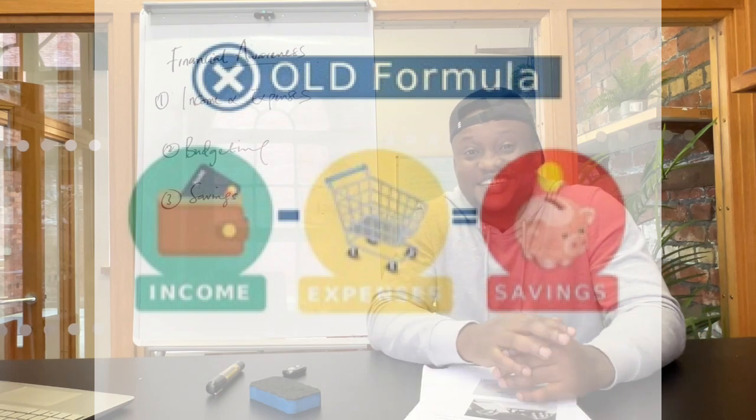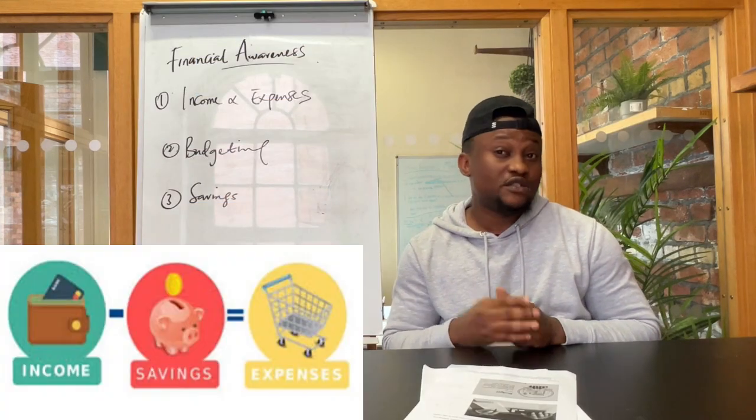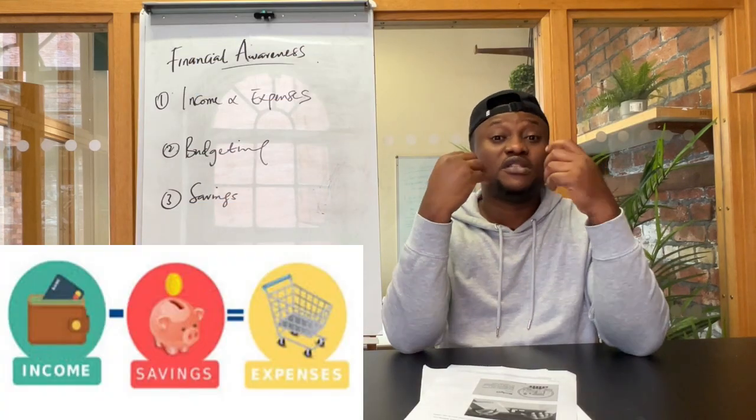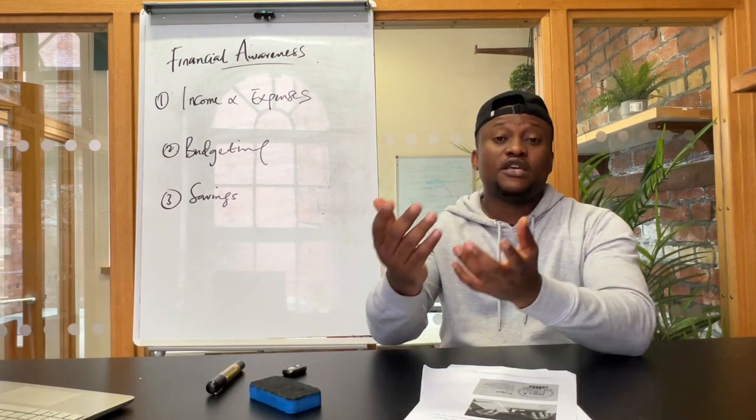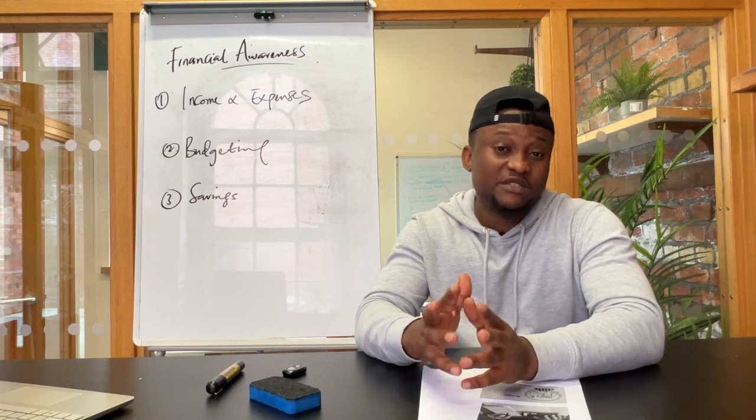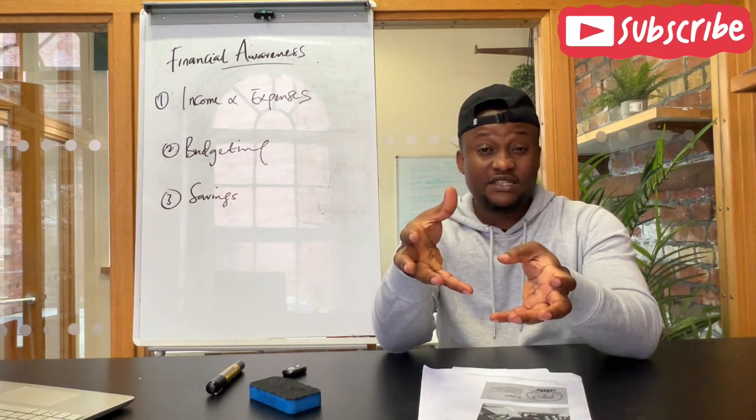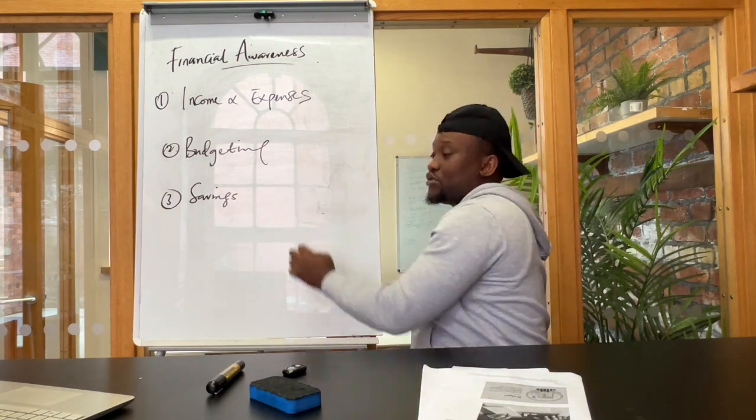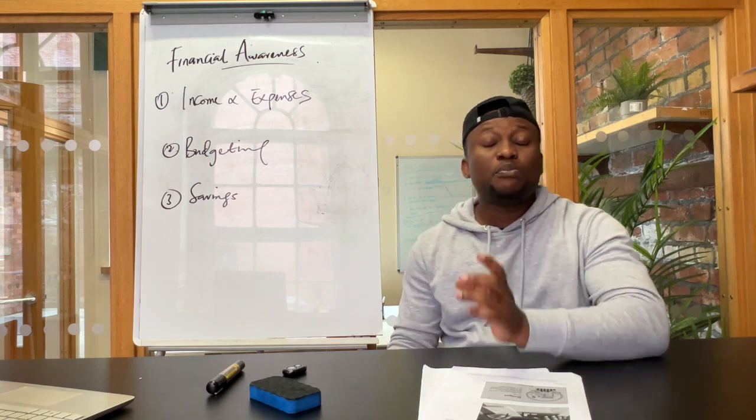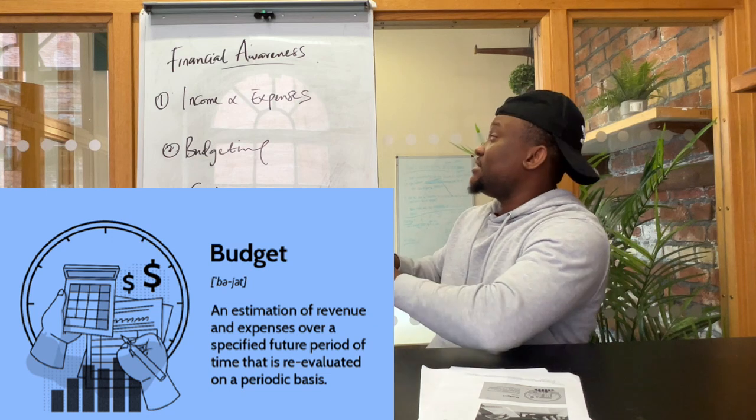And to me, that is a very wrong equation. It's better you say income minus your savings equals your expenses. So what are we trying to say? Your savings should be the first priority when your money comes in, and then what is left is what you spend as your expenses. So you need to be in control of your expenses. And how can you be in control of your expenses? That leads us to the next topic, which is budgeting. With proper budgeting skills, you can manage your expenses.